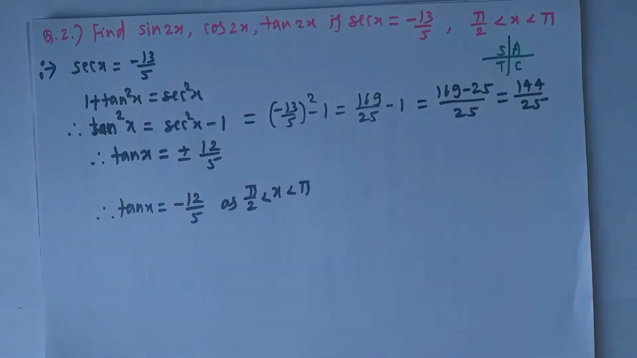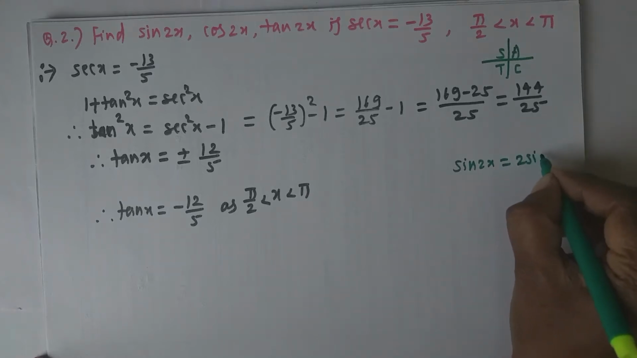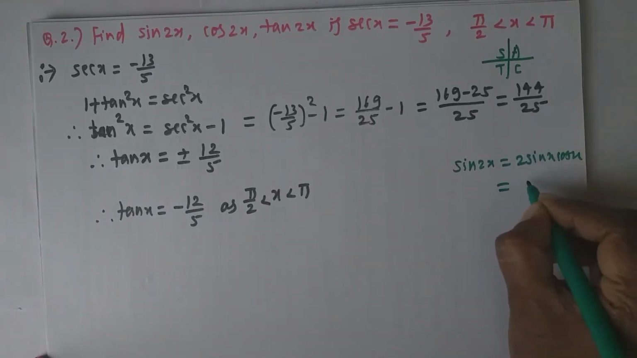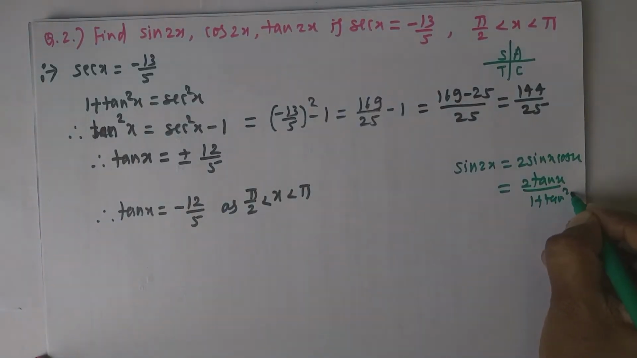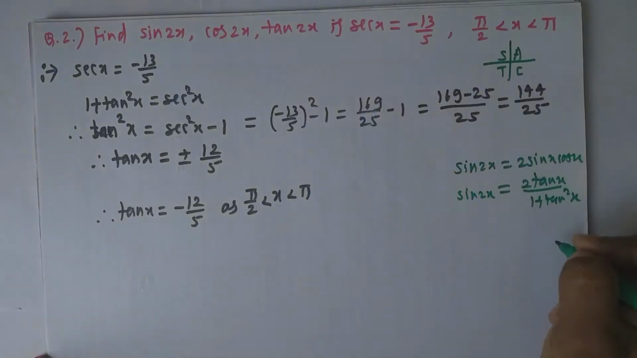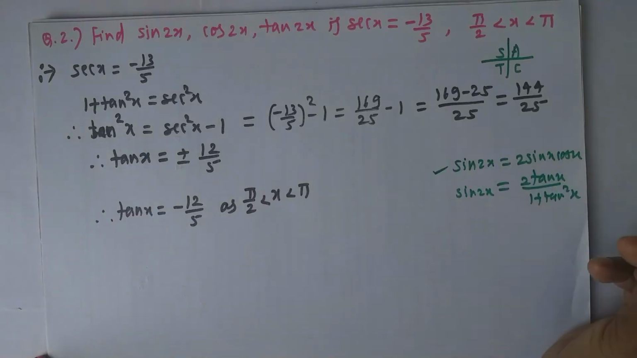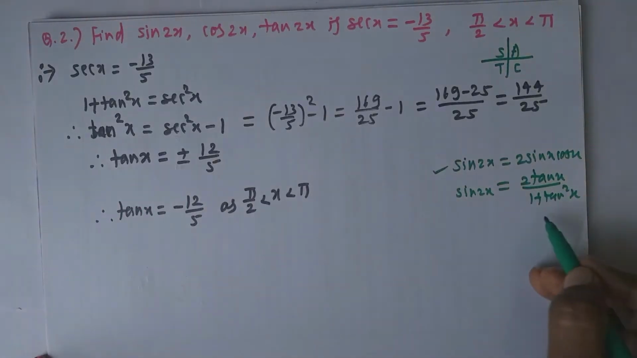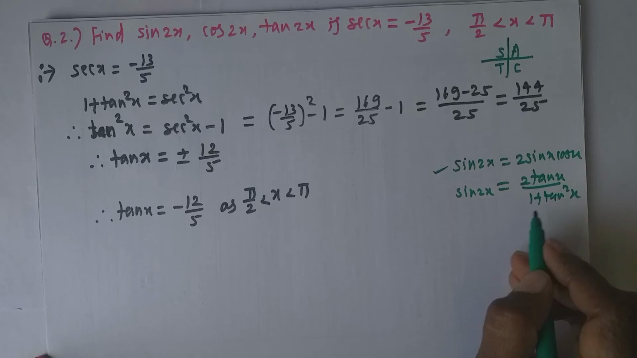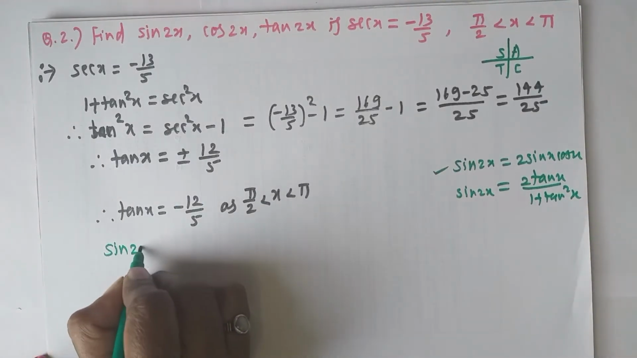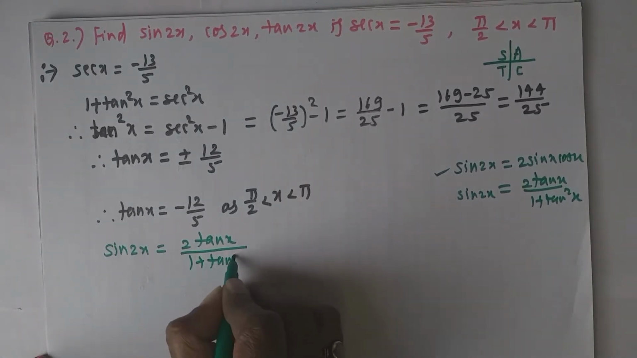Now I have to find the value of sin 2x. And I know two formulae for sin 2x, that is sin 2x is equal to 2 sin x cos x, and the second formula in terms of tan, 2 tan x divided by 1 plus tan square x. These two formulae we have seen in our previous lecture. If you know the values of sin x and cos x, then you use the first formula. But here I know the value of tan x, therefore I am using the formula of sin 2x in terms of tan x to find the value of sin 2x. Therefore write down here sin 2x is equal to 2 tan x divided by 1 plus tan square x.